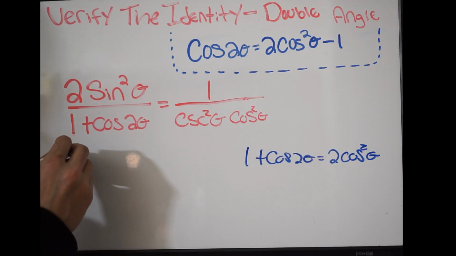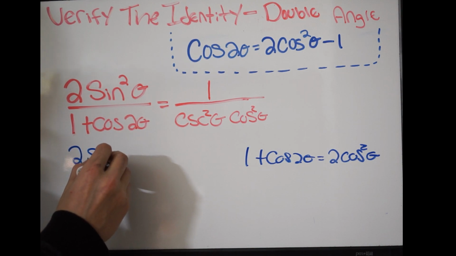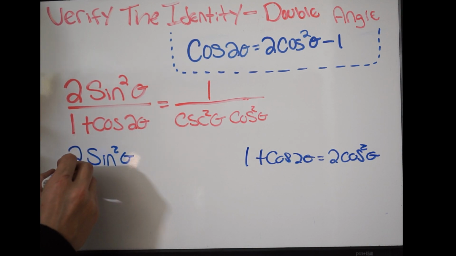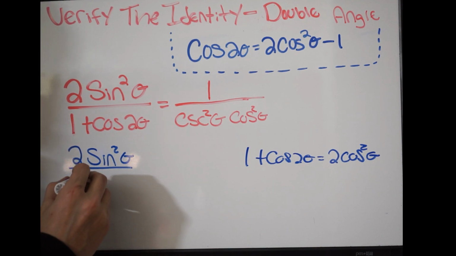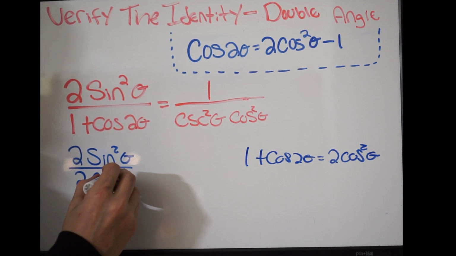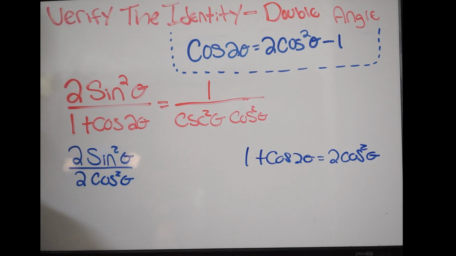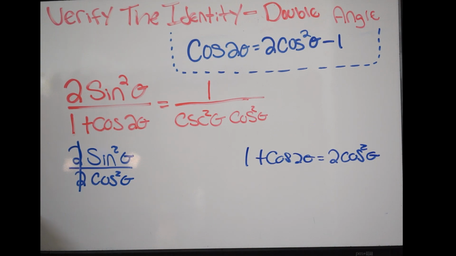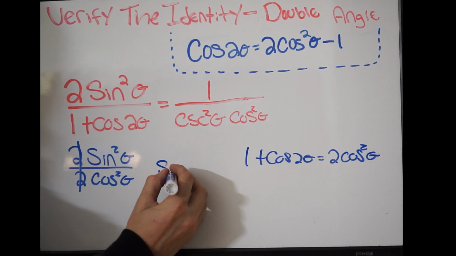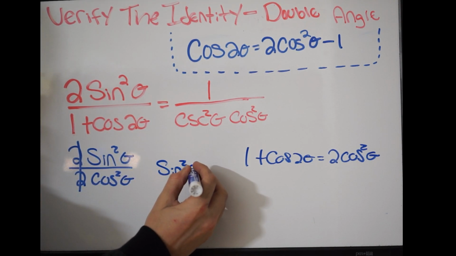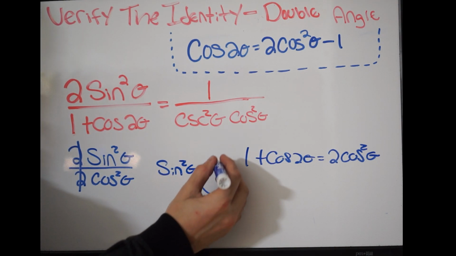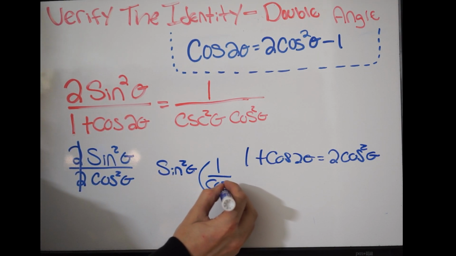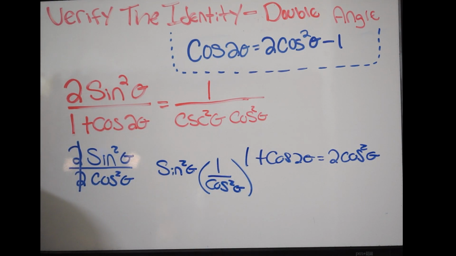So I'm going to rewrite this. I have 2 sine squared theta all over 2 cosine squared theta. And you may notice that the 2's cancel, all right? And this problem is almost done. All you have to do is break it apart. So if I break this apart, I have sine squared theta, and then I have 1 over cosine squared theta, okay?